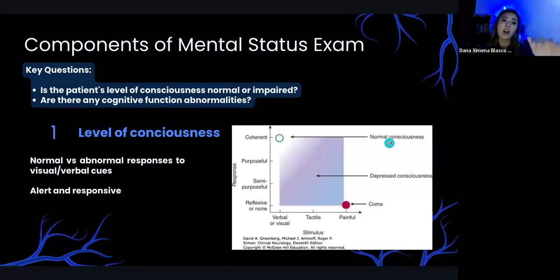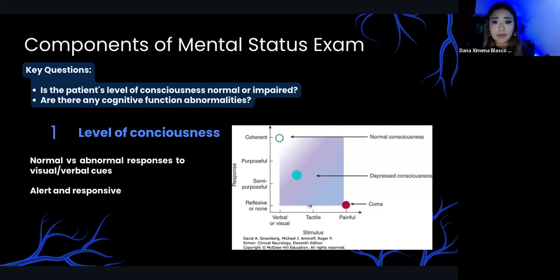So that's a normal level of consciousness. All right. Then at the verbal or visual cue, if the patient is coherent, it's normal. Maybe it's not really coherent, but it's purposeful. Like he tries to do it. It's somehow difficult for the patient, but he tries to. You can see this intention of making some response, like okay, he's trying, maybe he's in pain and maybe he doesn't do it really well, but he's trying, so he's purposeful.